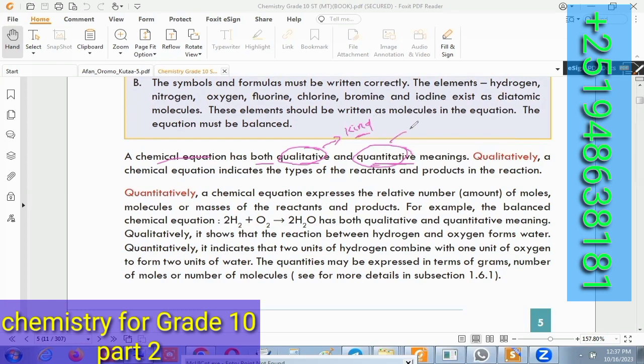Quantitatively, it simply represents the amount. So qualitatively, the chemical equation indicates the type of the reactants and the products in a reaction. Qualitatively, the kind, the type of the reactant and the product.